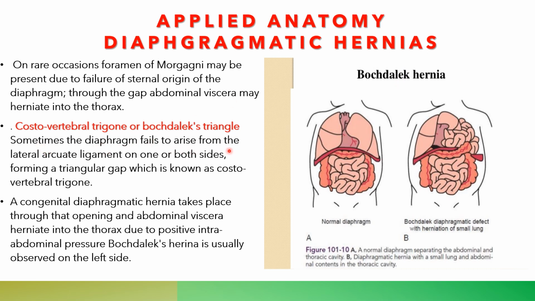Sometimes the diaphragm fails to arise from the lateral arcuate ligament, one or both sides, forming a triangular gap known as costovertebral trigone. So congenital diaphragmatic hernia takes place through this opening, and abdominal viscera may herniate into the thorax due to positive intra-abdominal pressure. Bochdalek's hernia is usually observed on the left side. Here we can make out the intestinal loops in the thorax. So this is called Bochdalek's hernia.